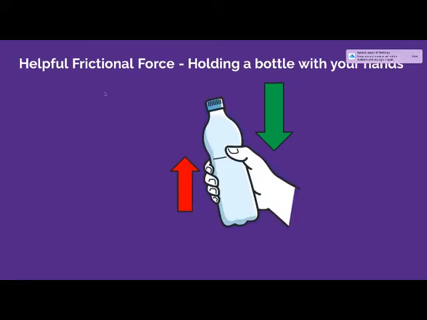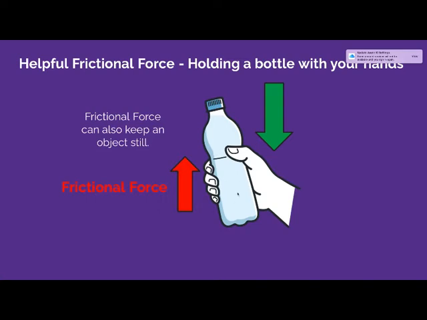Now let's look at another helpful frictional force. Holding a bottle in your hand. Let's link back to the first question I asked. How can you hold a book in your hand without dropping it? It's the same example. The frictional force is in red. So your hands are creating friction between the bottle and your fingers. This allows the object to remain still. So a friction force can also stop an object from moving.